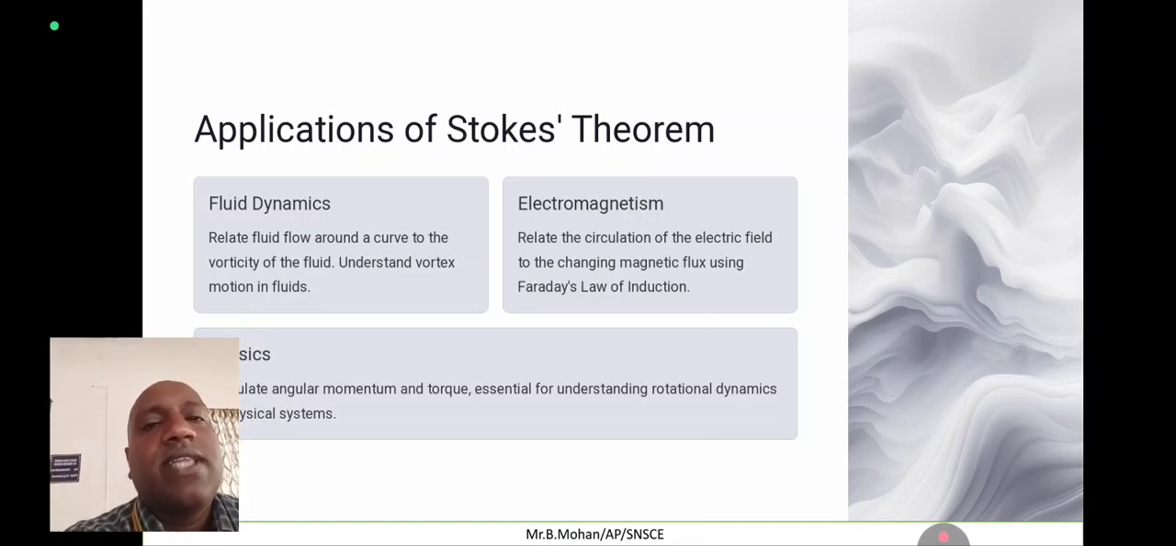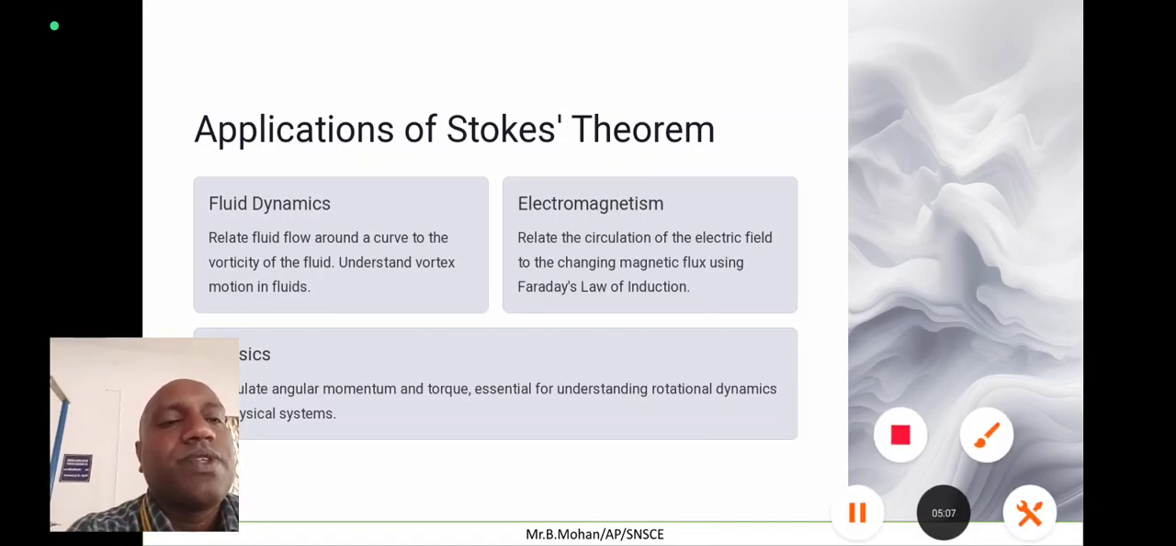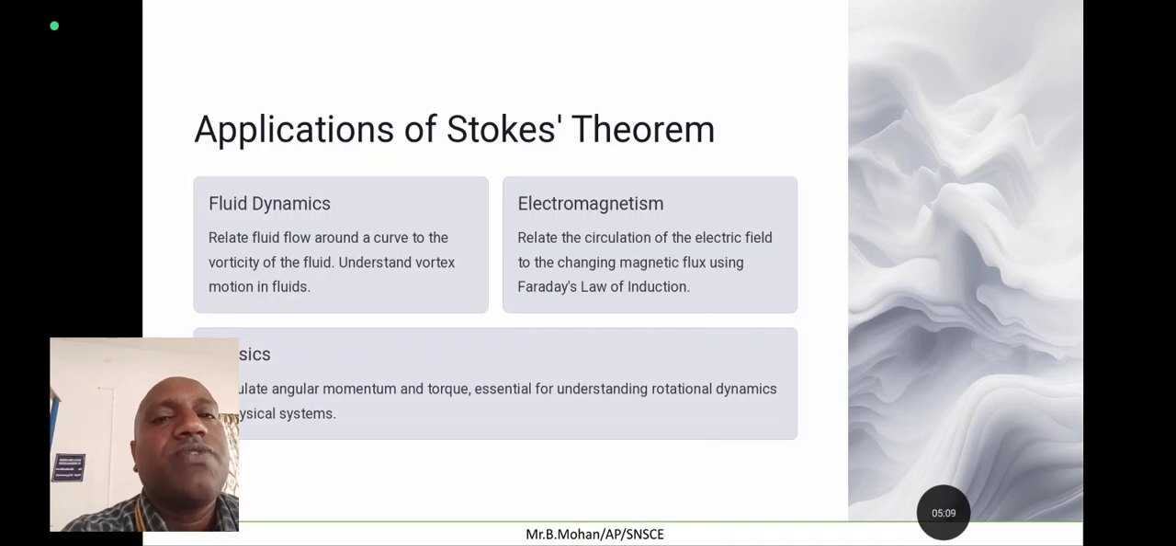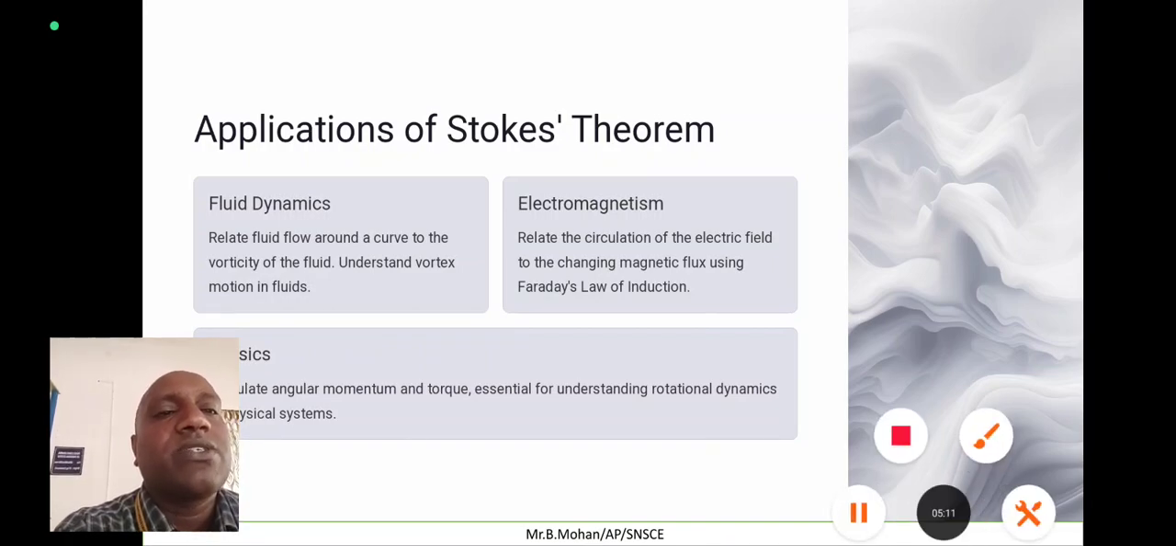And then statics, where we calculate angular momentum and torque, essential for understanding rotational dynamics in physical systems. So that is the very important usage of the Stokes theorem applications.